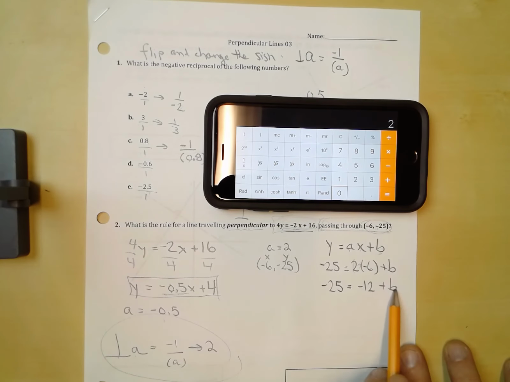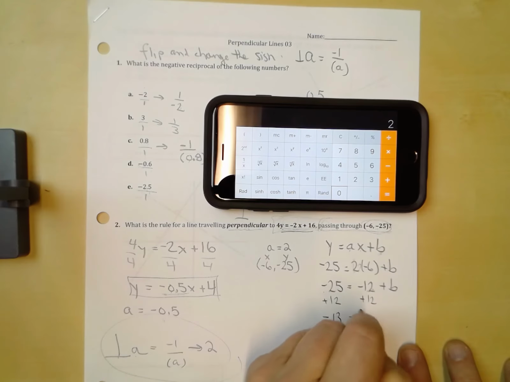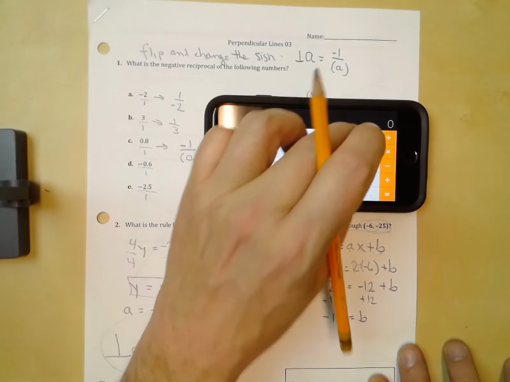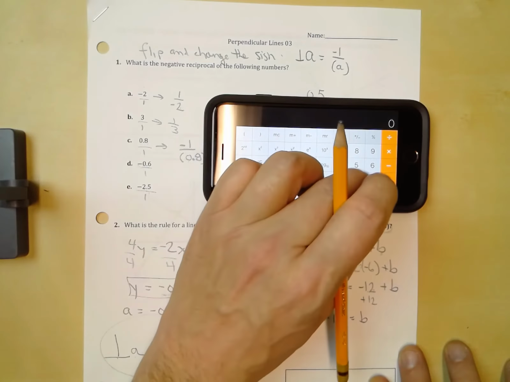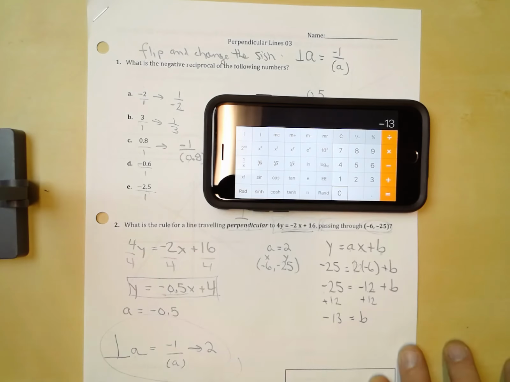I want to solve for the b. I got to add that 12 to both sides. Add 12 there and add 12 there, which I think gives me negative 13 is equal to the b. I'll just confirm that. Negative 25 plus 12 is equal to negative 13 for the b.